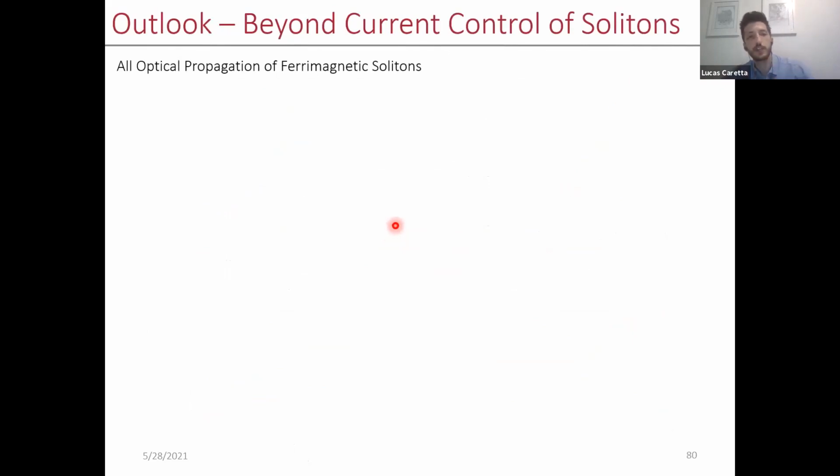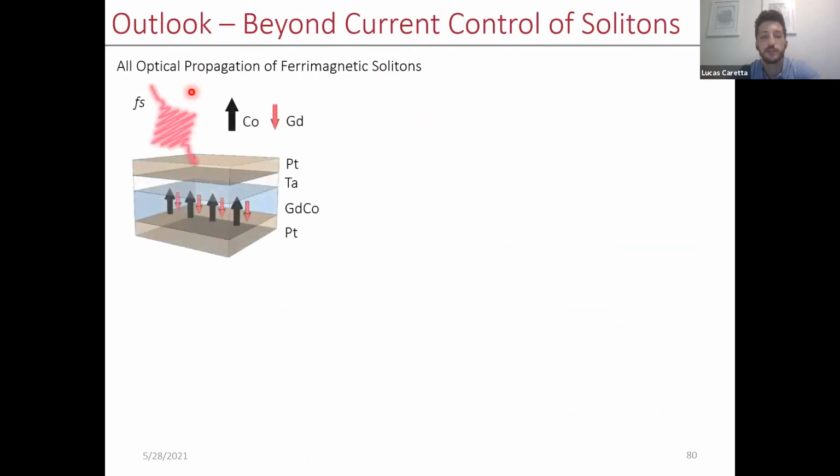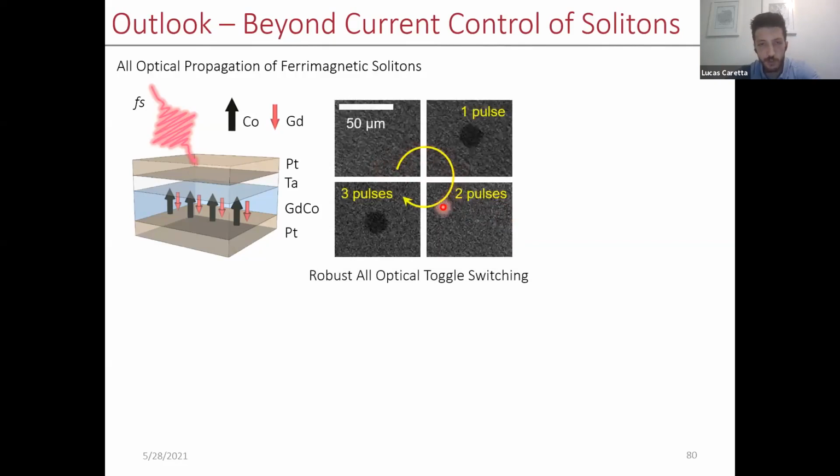So just really quick at the end here, I know I'm basically out of time. What I'd like to pitch is that there are other ways we can manipulate magnetic solitons in these systems, and we can actually use ultra-fast light to do this as well. So in these same compensated ferrimagnetic alloys, not only can we drive dynamics with currents, but also with light. These are the same material systems where you can do what's called all-optical toggle switching. You can switch materials using ultra-fast femtosecond light.